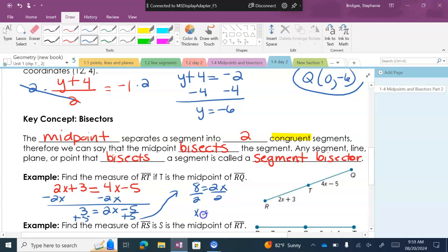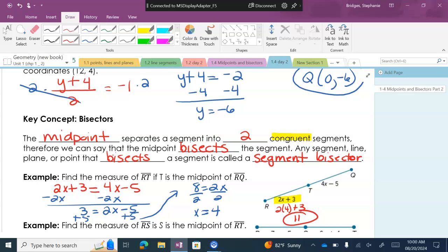Okay. And that's not my final answer because it wants me to find RT. RT is this part right here. So what do I do with that 4? Plug it in. What's 2 times 4? And 8 plus 3 is 11. So the answer to that is 11. Does that make a little bit of sense?